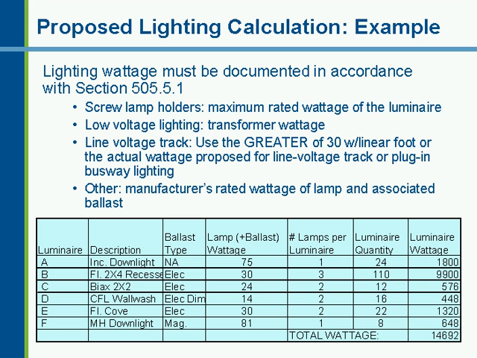So let's look at an example here. Again, the lighting wattage must be documented in accordance with section 50551. That's where all the rules come from. And there are some specific rules here. For screw lamp holders or Edison-based sockets, typically downlights, it's the maximum rated wattage of the luminaire. So when they come from the manufacturer, they will likely have a label that says the maximum wattage you can put in this fixture is, say, a 75-watt lamp. That's the rating you have to use.